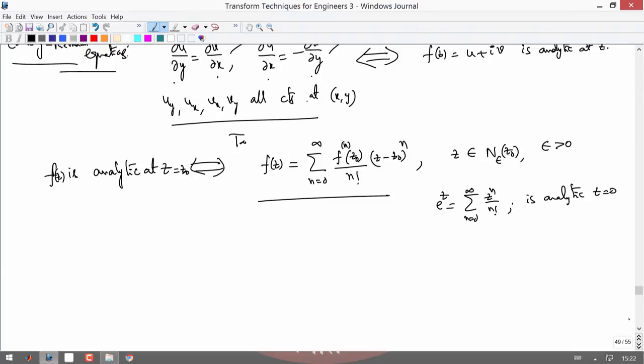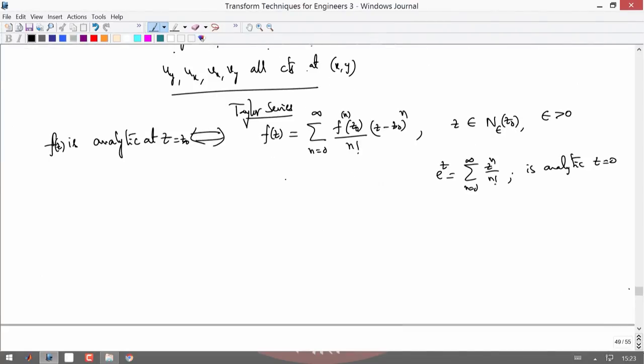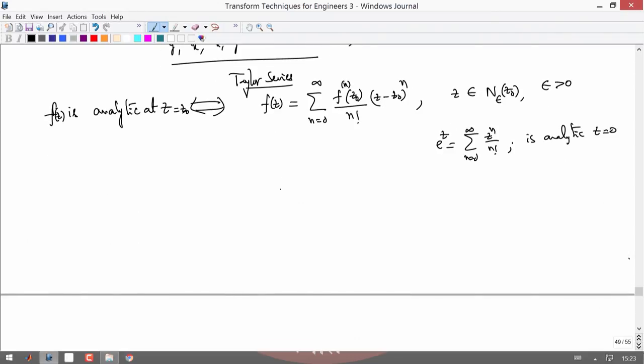So you have a Taylor series for the complex valued function f of z. Once you have these three characterizations, now let me use them. What do you mean by integration? What do you know about integration?